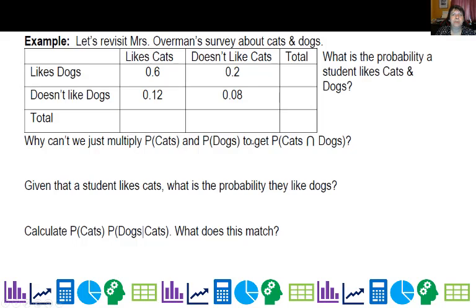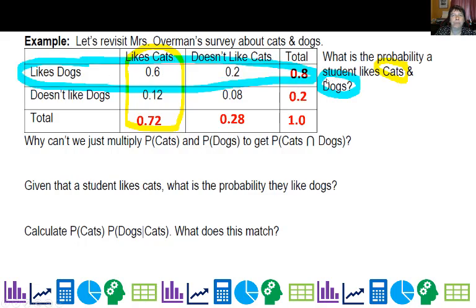Now let's revisit that survey on cats and dogs. So let me go ahead and fill in the totals. I changed these to probabilities. So we could say 0.6 of the people like cats and like dogs. 0.2 don't like cats, but they do like dogs, etc. So I'm going to go ahead and fill in these totals. What is the probability a student likes cats and dogs? Again, cats is this column right here, and dogs would be this blue row right there. So the probability a person likes cats and dogs is the number that falls into both, 0.6.